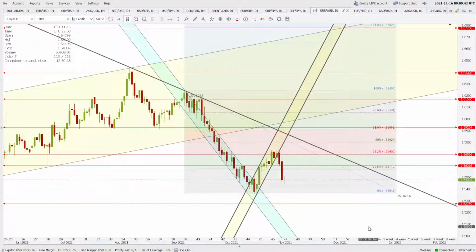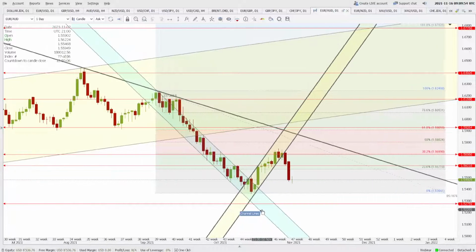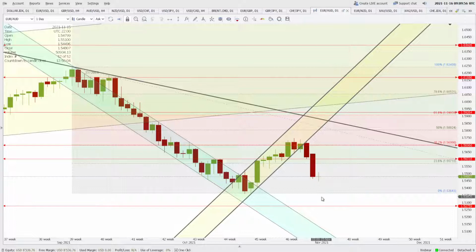Talking about euro against the Australian dollar, it is still falling. I think now it can go even to the 1.5275 area, which is the next level of support. The immediate resistance is about the 1.5601 area. See how this rising channel, when broken to the downside, how the price is falling.